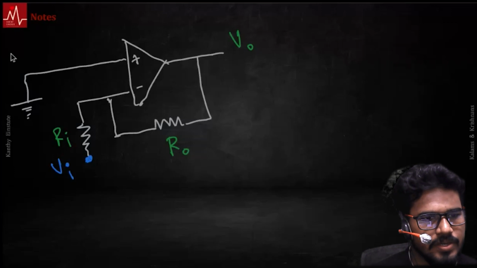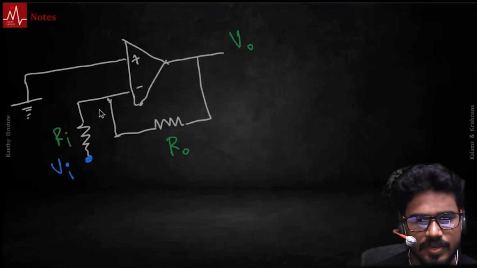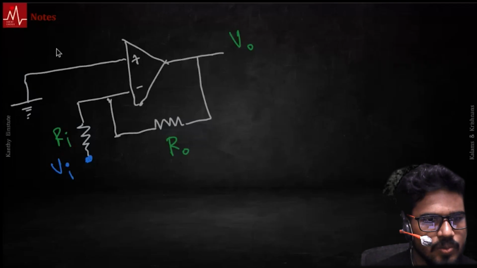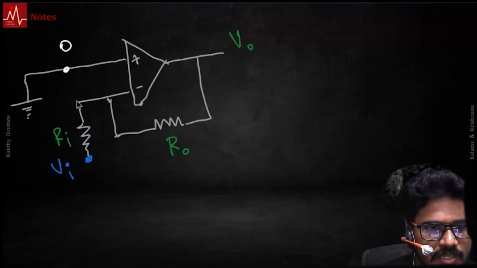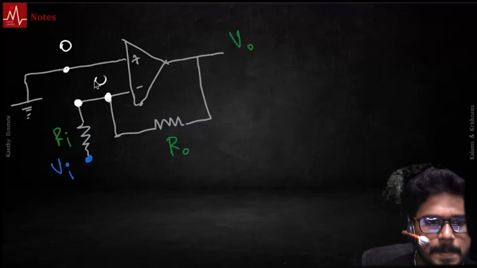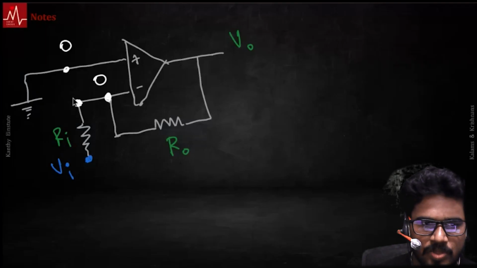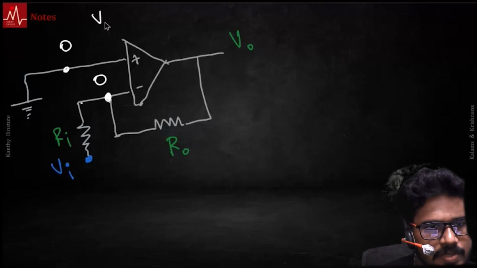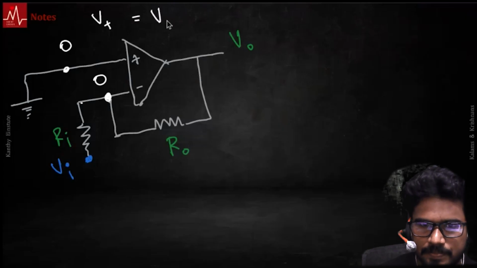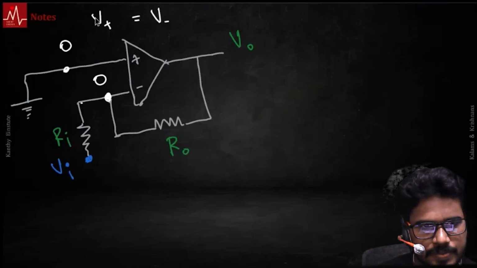Let's look at the two rules. Notice this is grounded, so this input is at 0, reference is 0, let's say, that makes this voltage anywhere here as 0. The voltages in the two terminals are the same. V plus equals V minus. The virtual short.